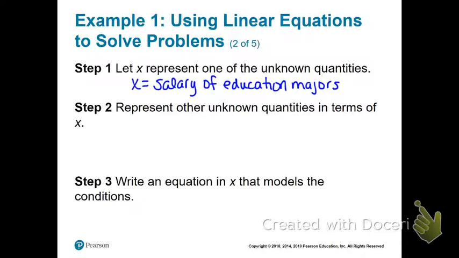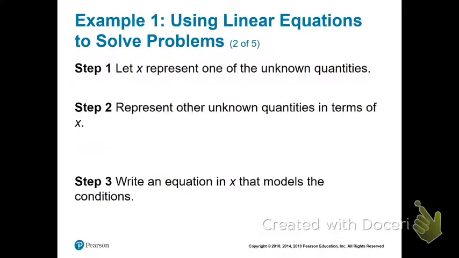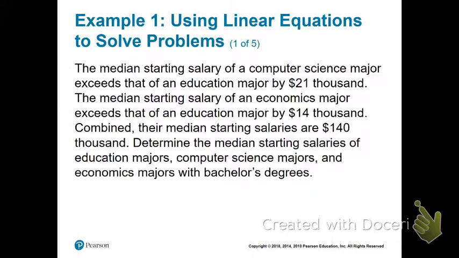Now I'm going to go back to the other one, and I'm going to write my step 2 at the bottom so I don't have to flip back and forth. We've got that step 1 is that x is equal to the salary of the education majors. So step 2, I've got to flip back. I forgot what it said. It said represent the other unknown quantities in terms of x. So in step 2, I want to know the other unknowns in terms of x.